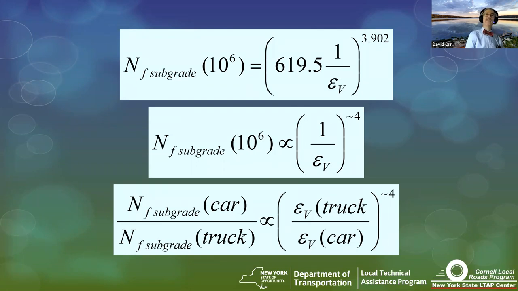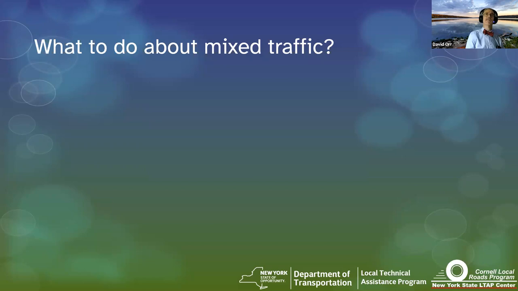So how do you deal with mixed traffic? That's a challenge, because in the old empirical system, we convert every single vehicle to an ESAL. And we do that using an equation, which, by the way, had a very close ratio to a slope of 4 in our log-log space. The same equation shows back up again and again and again. But how do you deal with mixed traffic?